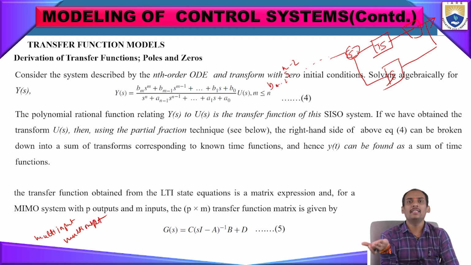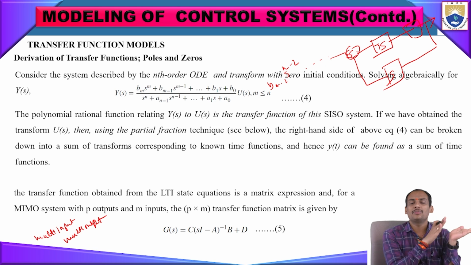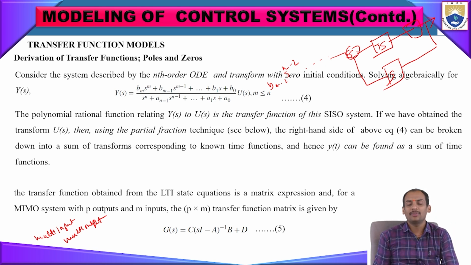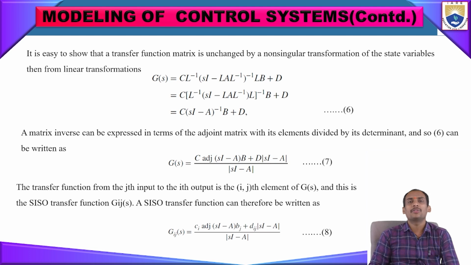Suppose these B, D, A, C are all matrices only, but in terms of constants, if a number of equations are there, that number of equations will be converted into a matrix, and that matrix will be forming an equation. So if that equation is there, we will represent it with G(s). So suppose that G(s) is there, then that transfer function will be unchanged by a non-singular transformation of that state variable.